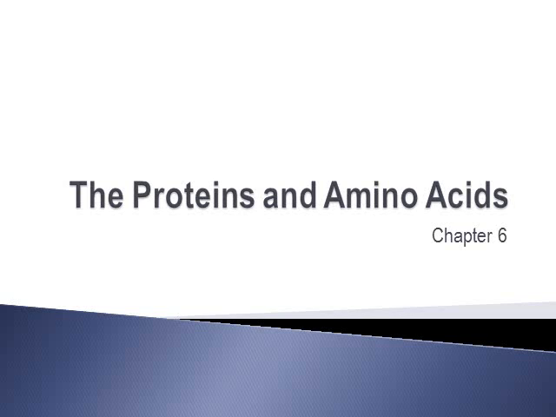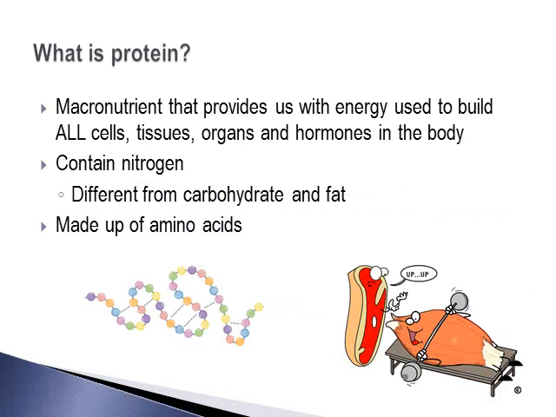This week we're going to be discussing our final macronutrient, which is protein, and amino acids. First, what is protein? Well, like we said, it's a macronutrient that provides us with energy that's used to build all cells, tissues, organs, and hormones in the body. So remember that our other two macronutrients, meaning that they provide energy for the body, are carbohydrate and fat. So protein is that third macronutrient.